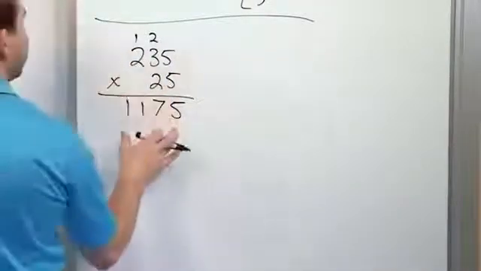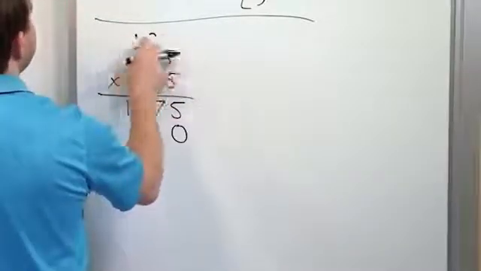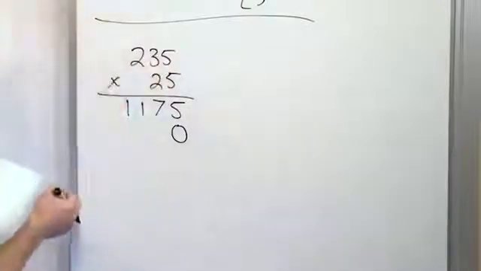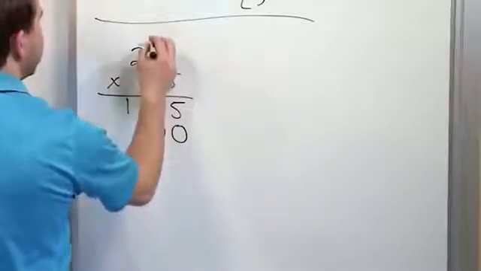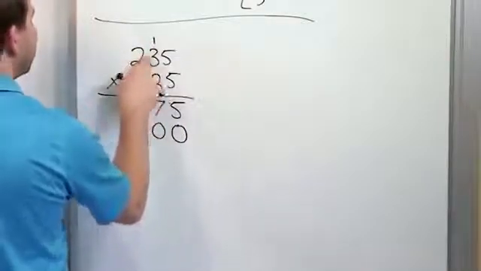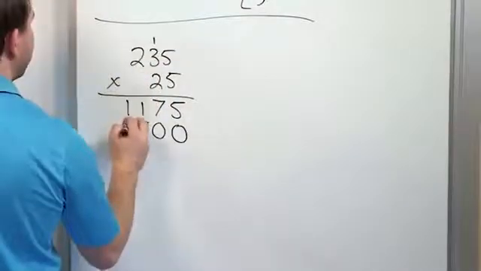Now I'm done with that, so I go to the next line. I'm going to be multiplying by this, so I add a placeholder 0, and I erase all of this stuff that I carried because it'll confuse me if I don't. 2 times 5 is 10, so we put a 0, carry the 1. 2 times 3 is 6, plus 1 gives us 7. 2 times 2 gives us 4.